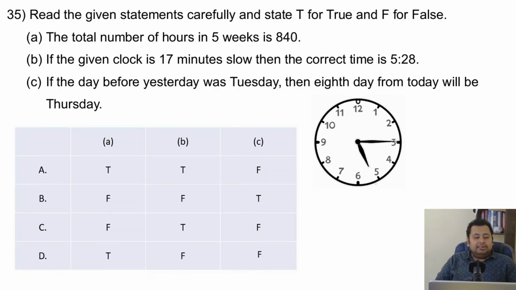If the given clock is 17 minutes slow, then the correct time is 5:28. Is this true or false? You have to find out. If the day before yesterday was Tuesday, then eighth day from today will be Thursday. Whether this is true or false, something again you have to find out, right? Simple one. Pause the video, solve it, and then look at the solution.